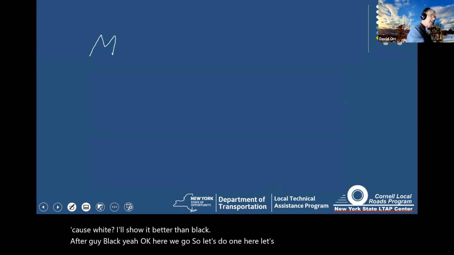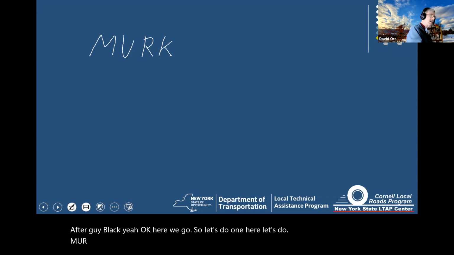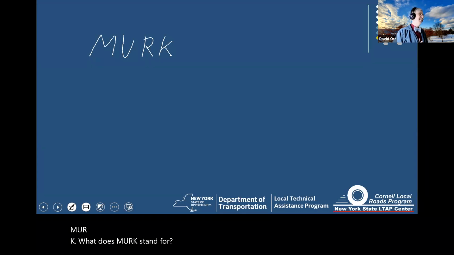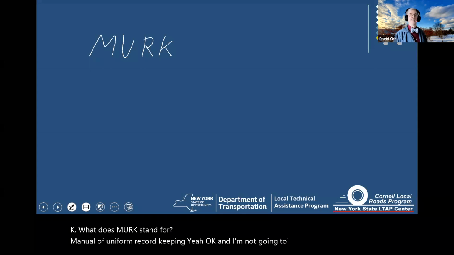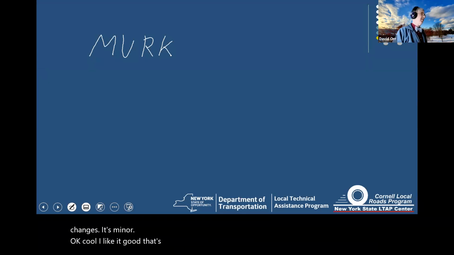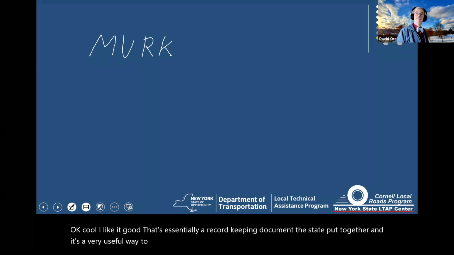So let's do one here. M-U-R-K. What does M-U-R-K stand for? Manual of Uniform Record Keeping. Yeah. Okay. And I'm not going to worry about minor changes. It's minor. Okay, cool. I like it. Good. That's essentially a record keeping document the state put together. And it's a very useful way to look at things. Okay. Let's do another one.